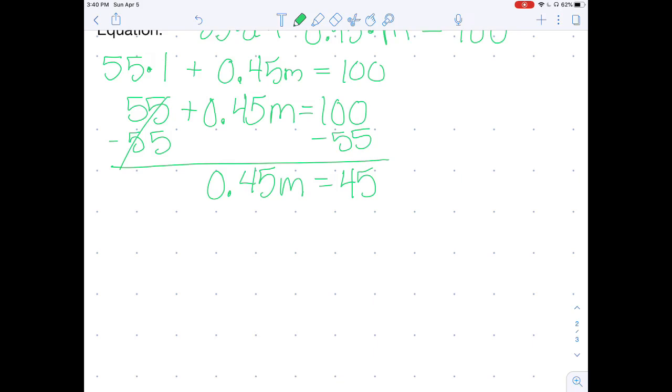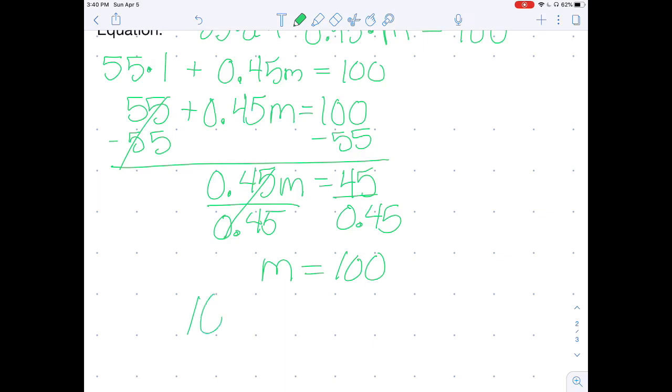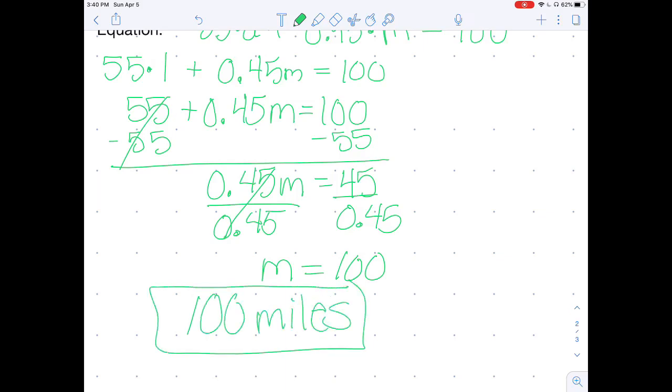So then we've got 0.45 times the miles. So the opposite would be to divide. So we're going to divide by 45 cents on both sides. This goes away. And if we divide 45 by 0.45, we get 100. So Bob can drive 100 miles in the 1 day that he's going to rent the car. Right? And that is writing equations to solve real world problems.